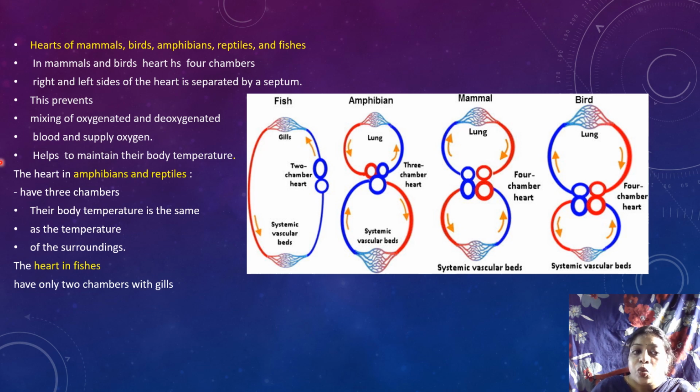And of course, the last one will be the fishes. When you talk about the fishes, they have only 2 chambers, that you just see in the first picture here. They have only 2 chambers with the gills present. So what happens here? I'll just brief you on how the circulatory system works in fishes.